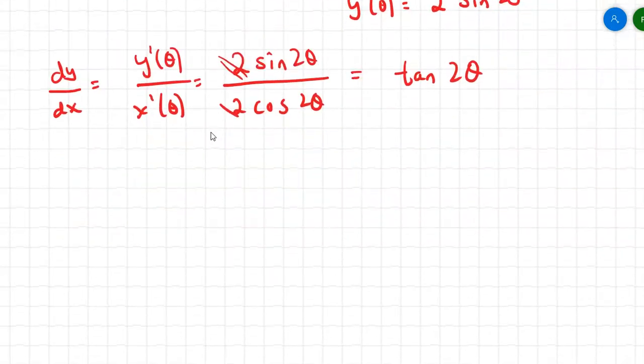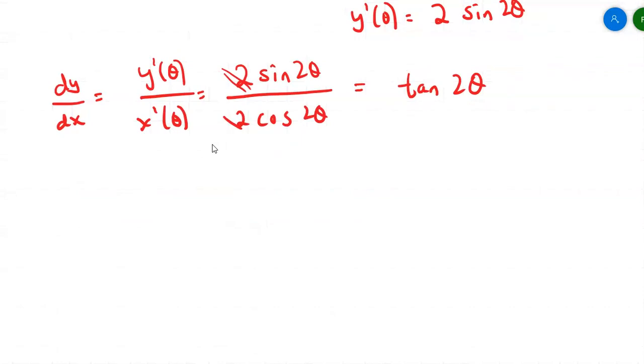And now if you want to evaluate that at pi over 3, then you just need to say dy dx equals the tan of 2 pi over 3. What is the tan of 2 pi over 3? Well, where is 2 pi over 3 on the unit circle? On the unit circle, 2 pi over 3 is in the second quadrant.